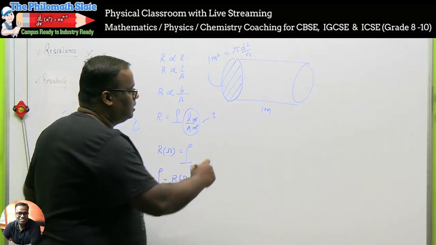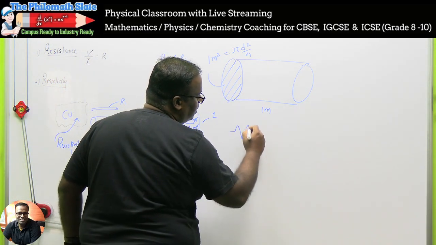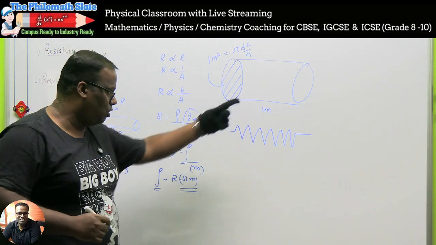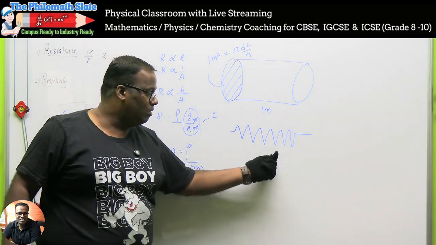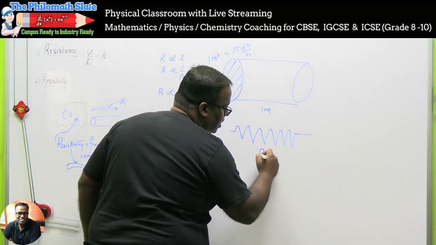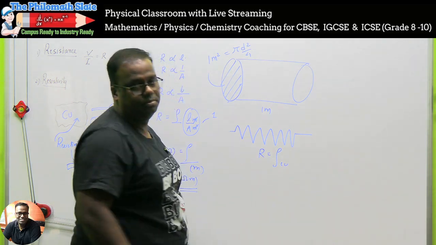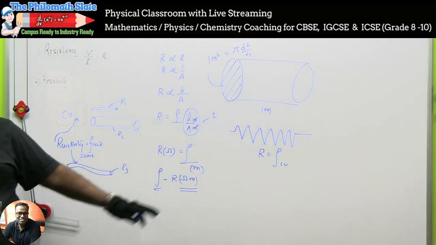Then this conductor can give some sort of a resistance. This also becomes a resistance. Whatever is the resistance at this time with this particular dimension, that is the resistivity of copper. That is how we define it. What is resistivity?